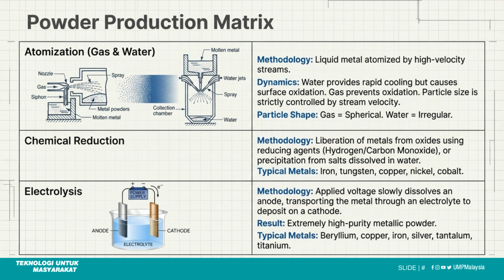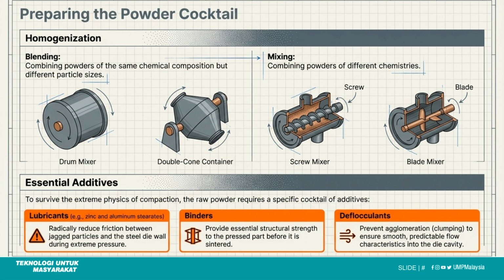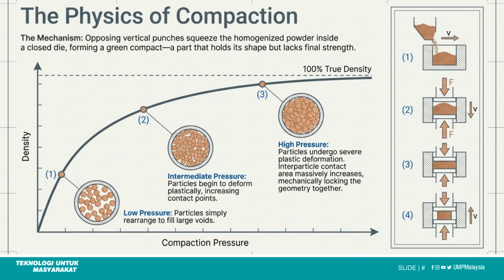Metallic powders can be produced through atomization using gas or water, chemical reduction of oxides, or electrolysis, each yielding different particle shapes and purities. Powders are classified by size using screening methods, defined by mesh count. Particle morphology, dictated by the production method, influences packing and compression characteristics. The process starts with homogenization, which combines powders of the same composition, and mixing, which combines different chemistries. Various mixers are used for these steps.